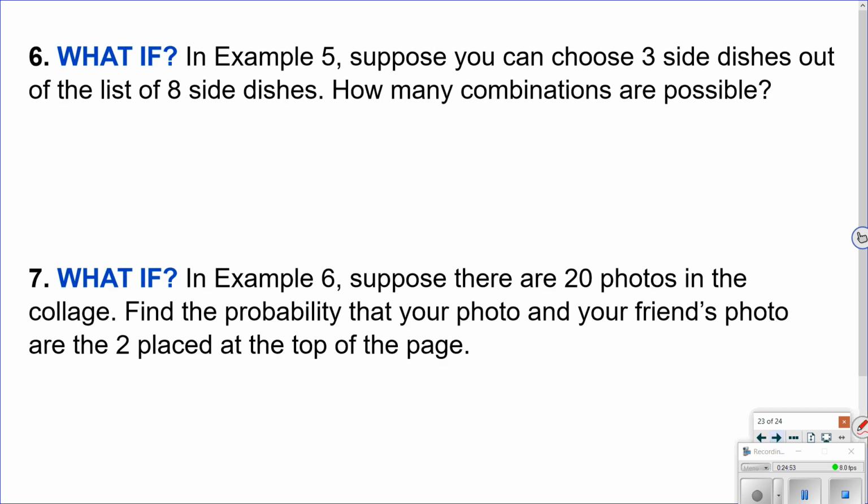These are our last 2 problems, and then come back and check and see if you got it. So number 6 says, what if in example 6 you had 3 side dishes out of 8 to choose from? How many combinations are possible? Okay, so we're going to go 8 combination 5, so that would be 8 factorial, 8 minus 5 is 3, 5.